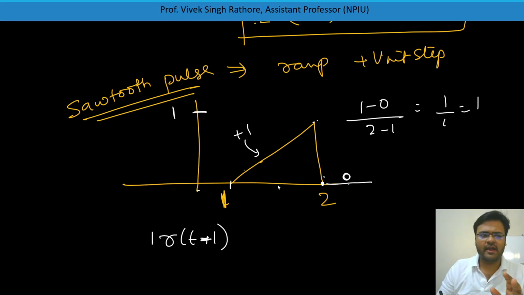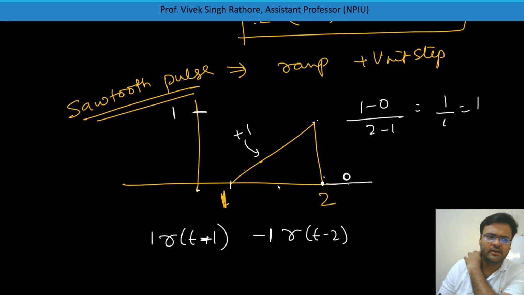So ultimately at t equal to 2, r(t-2), there is a slope change. What slope change? Final value minus initial value, 0 minus 1 is equal to minus 1. So you can plot this, but there is a step change also. You have calculated the slope change, but you have not calculated the step change. So how much step change? One step change will be there, and on the negative side, so minus 1 u(t-2).